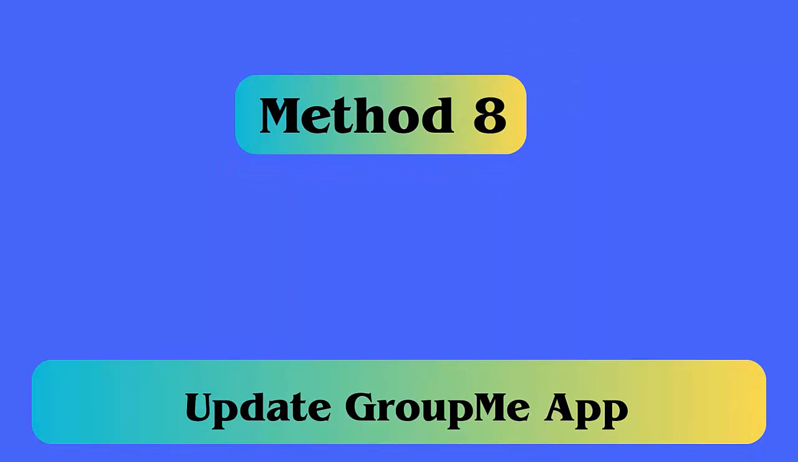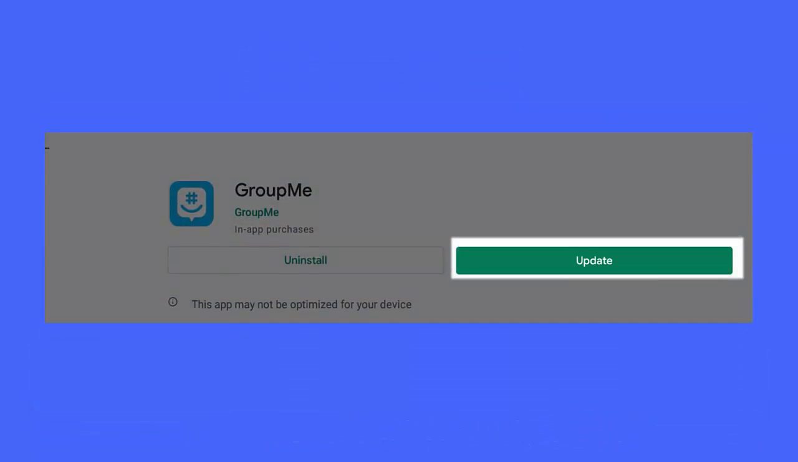Method 8. Update GroupMe app. Update through the following way. First, open Google Play Store, tap on Profile tab. Next, click My Apps and Games, then click Updates Available option. Here, find GroupMe and finally click on Update option.